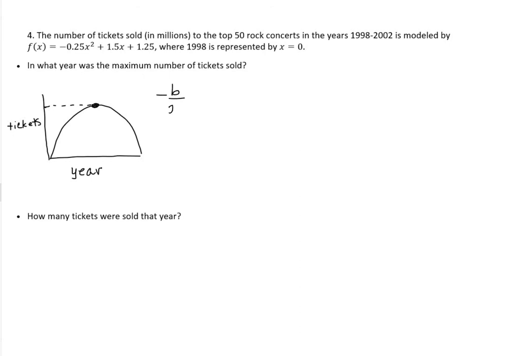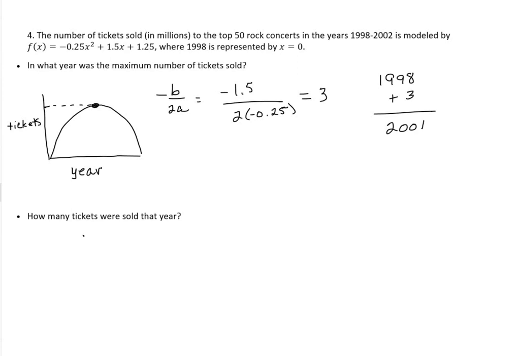So negative b over 2a, and that's going to equal 3. Now, my answer is not the year 3, right? Because this x of 0 is representing 1998. So it's 3 years after that. So I have to add 3. So I get the year 2001.